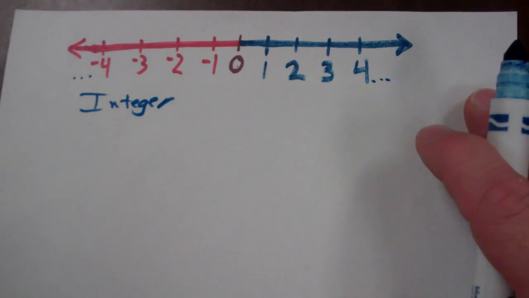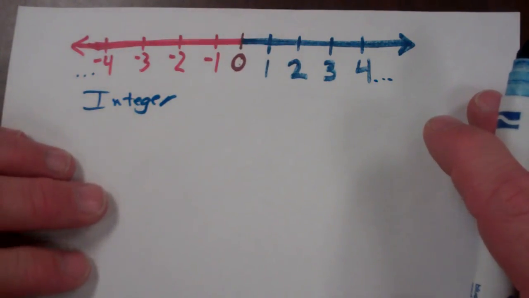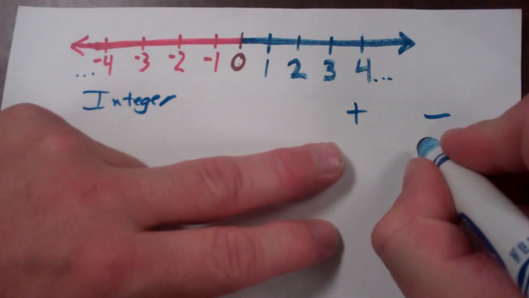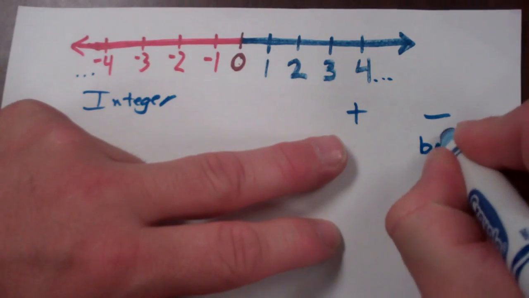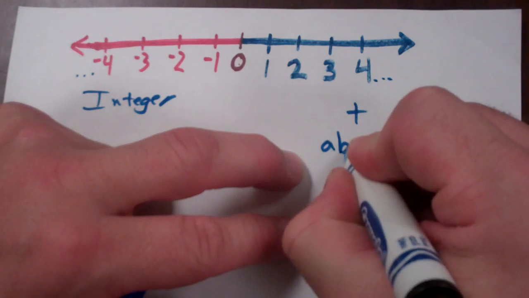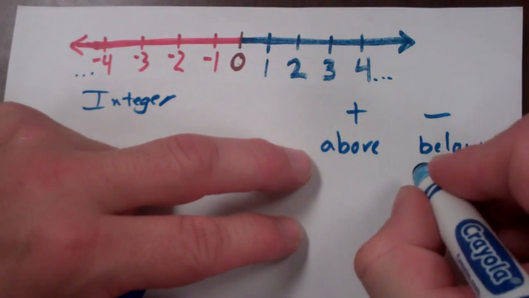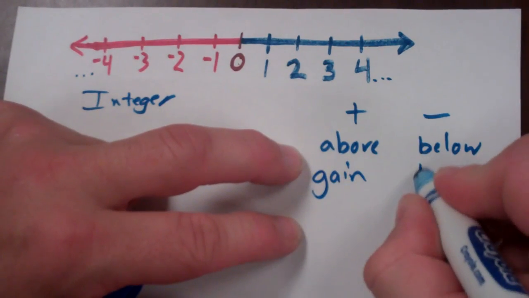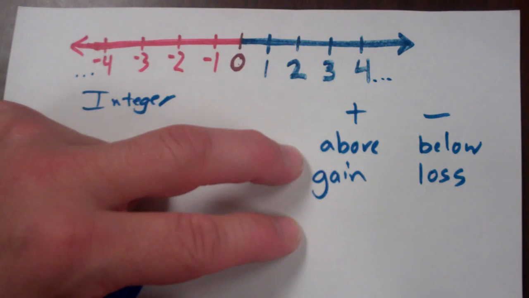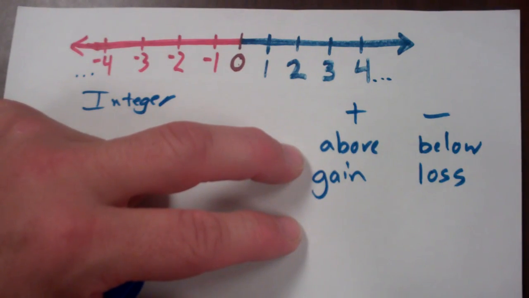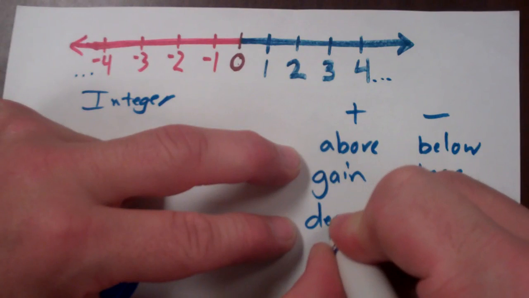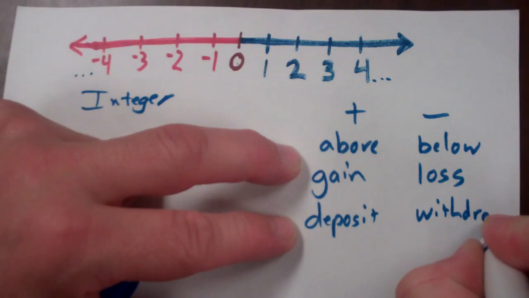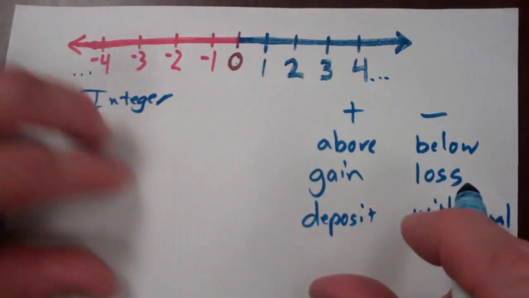Okay, so integer. Some things we need to understand about integers. We need to understand some of the words. So you have some words that we'll talk about, positive and negative. Things like below would be negative, while above would be positive. A lot of times gain would be a positive thing. Loss would be a negative thing. One in banking that a lot of times people deal with is deposit is a positive thing. It adds to your account. Withdraw is a negative thing, takes away from your account. Okay, so those are some words that you'll need to understand.